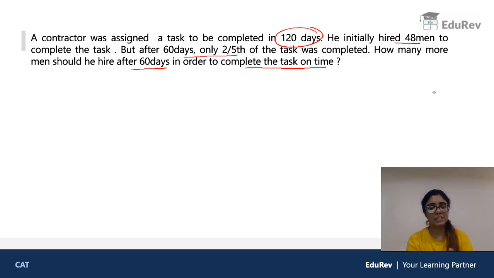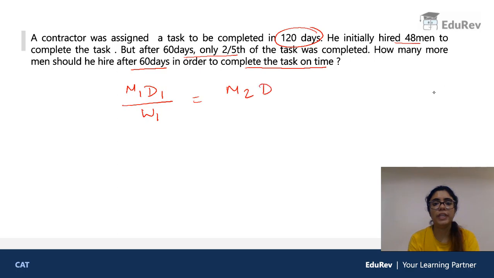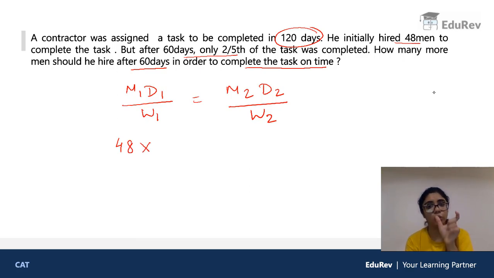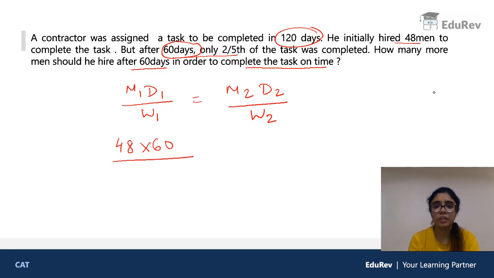So in this case, we are going to use the MDH concept. Okay, we know M1 D1 upon work 1 is equal to M2 D2 upon work 2. We are not going to take the hours because hours is not given. So initially, understand, we had 48 men. So for how many days did they work? We are just going to talk about this, not the total time. They worked for 60 days. And they completed how much work? They completed 2/5 of the work.